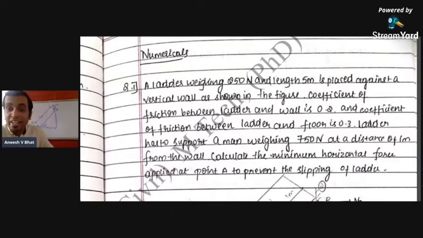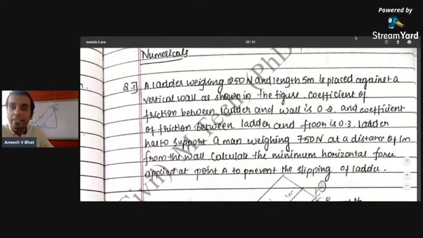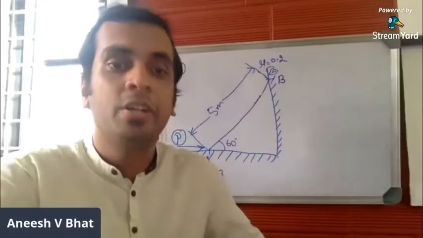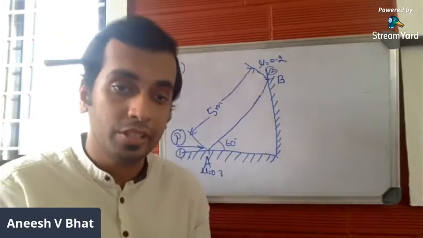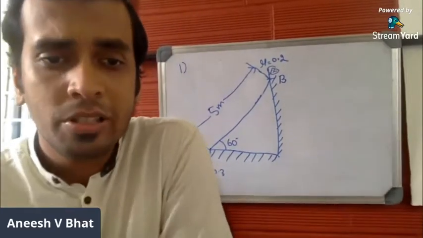So calculate the minimum horizontal force applied at point A in order to prevent the slippage of the ladder. So you have to calculate the external force applied at the foot of the ladder, at A, in order to prevent the slippage of the ladder. This is the first problem, problem number 1. Now let us follow all the steps properly.